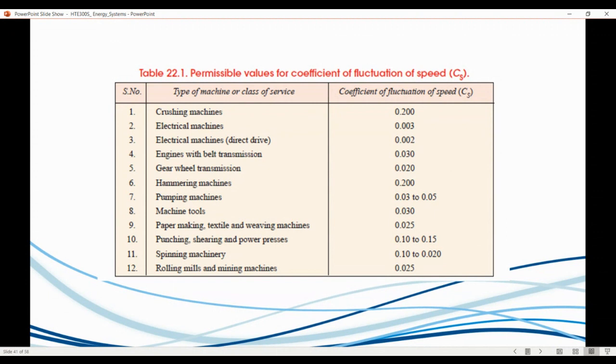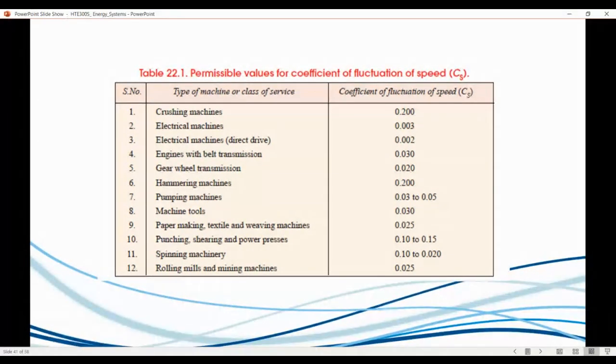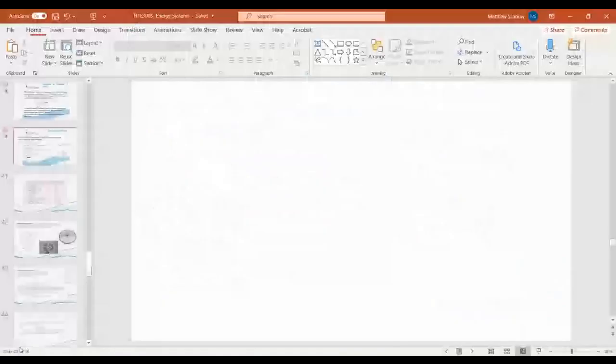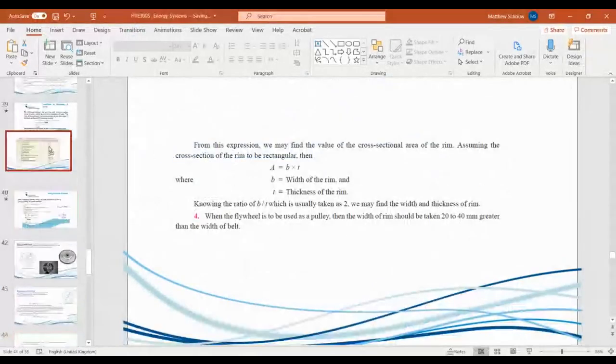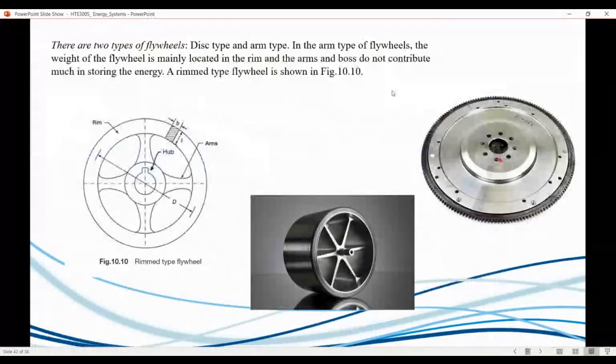Punching, shearing, and power presses also have their flywheels. If you think about that, there's also some fluctuation of speed. It's all in acceptable ranges. In terms of flywheels, there are predominantly two types: the disc type and the arm type.